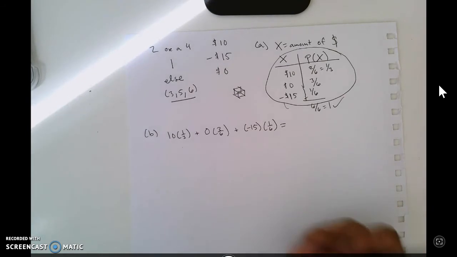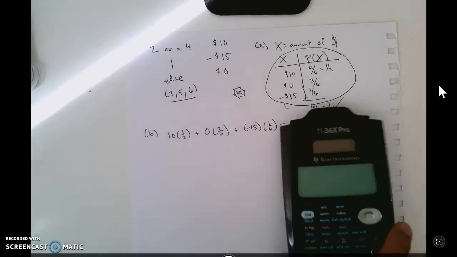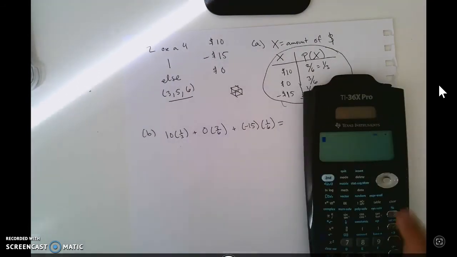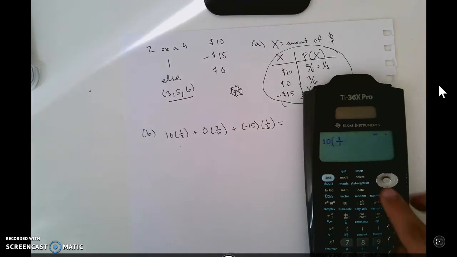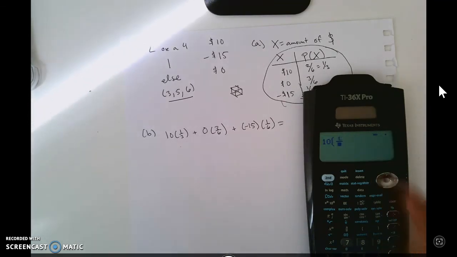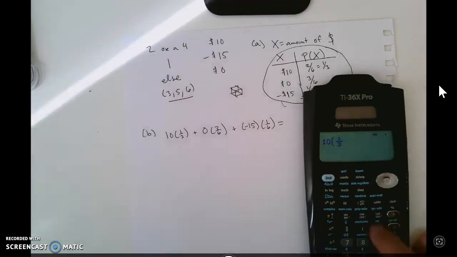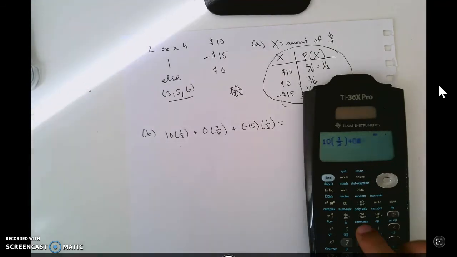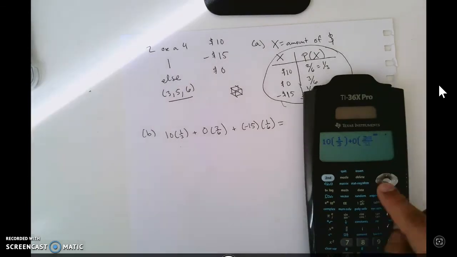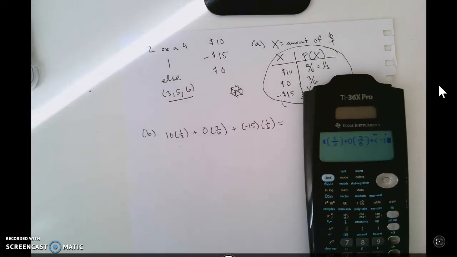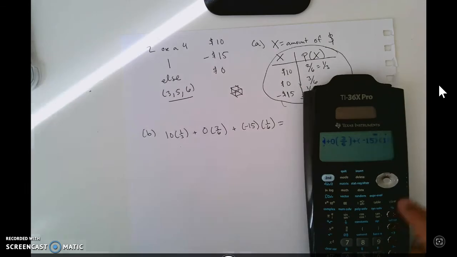If I put that all into my calculator, here's my calculator. I'm going to put it in here. 10 times 1 over 3. Oops, I messed up here. So 10 times 1 over 3, then plus 0 times 3 over 6, then plus negative 15 times 1 over 6. Whoops.